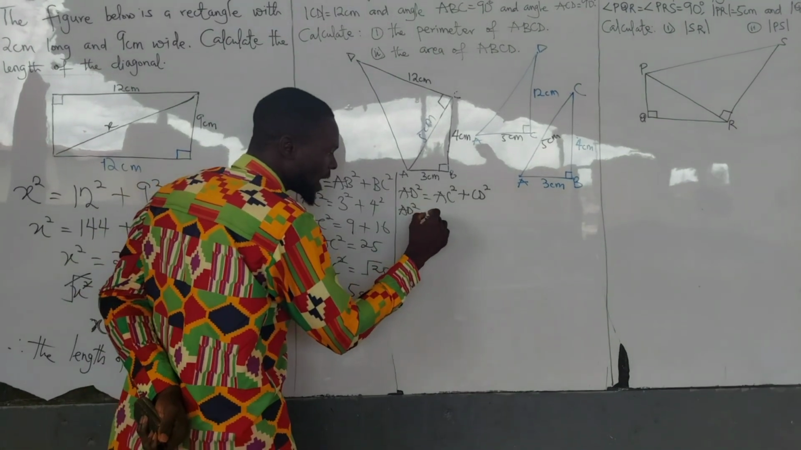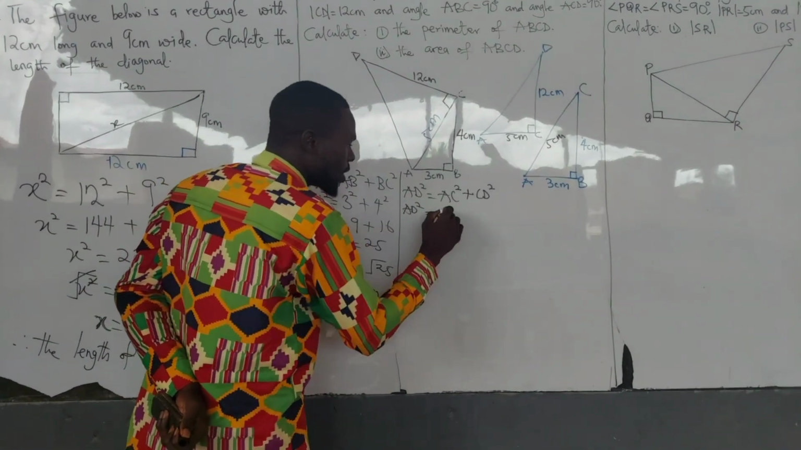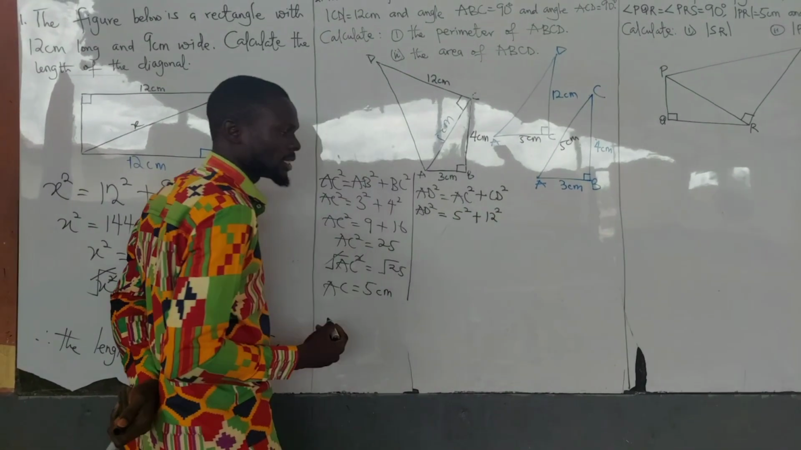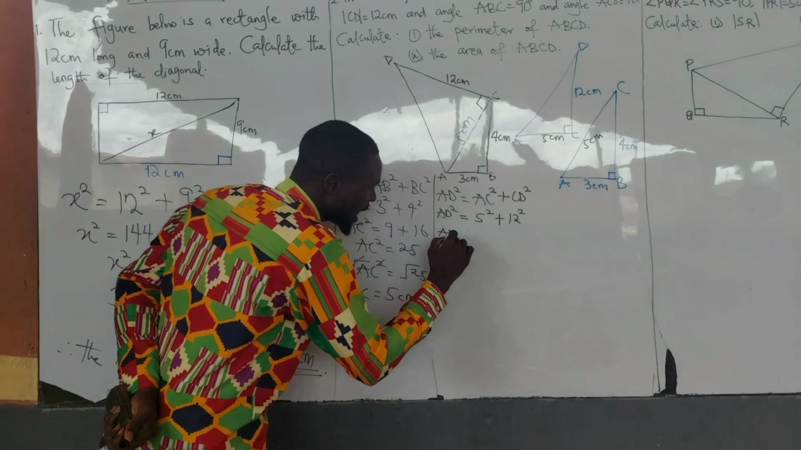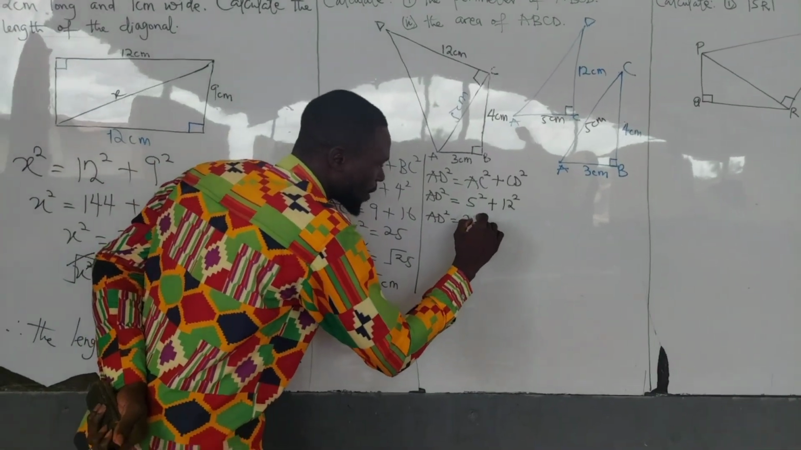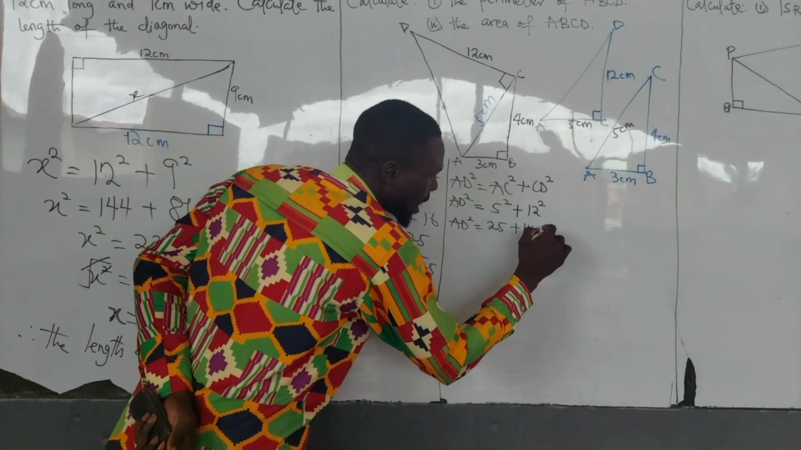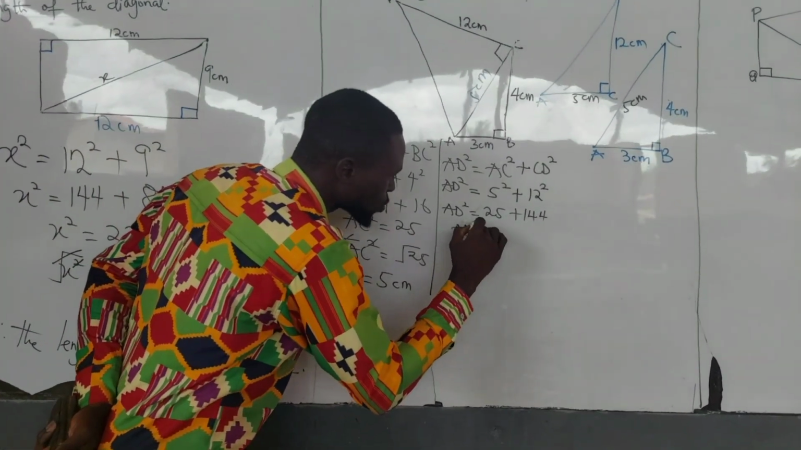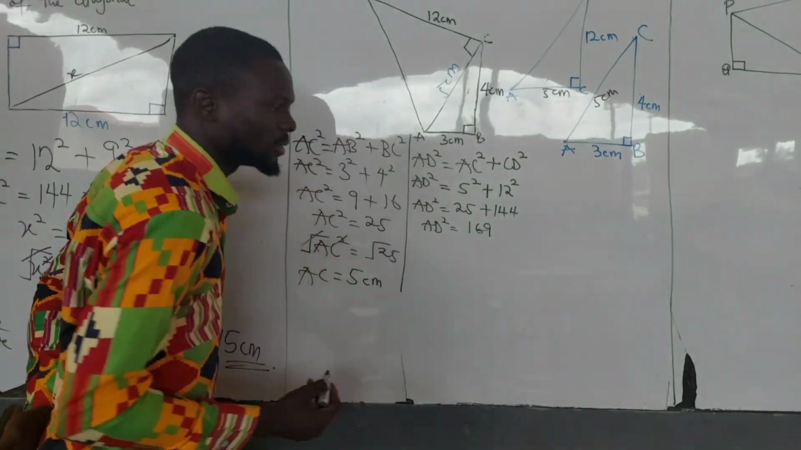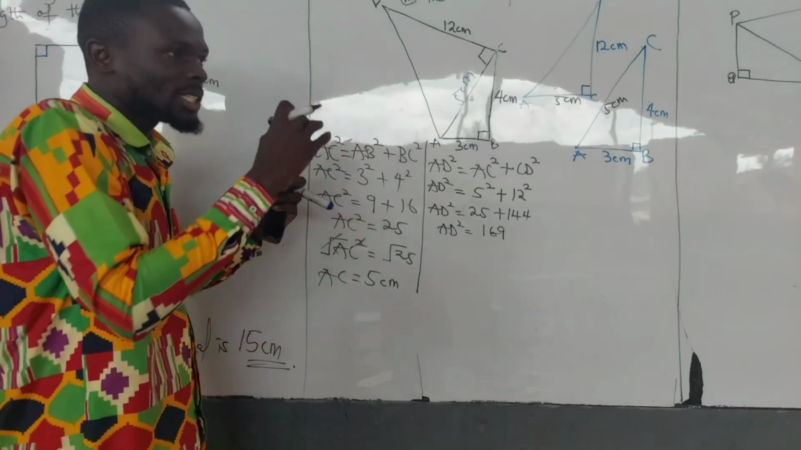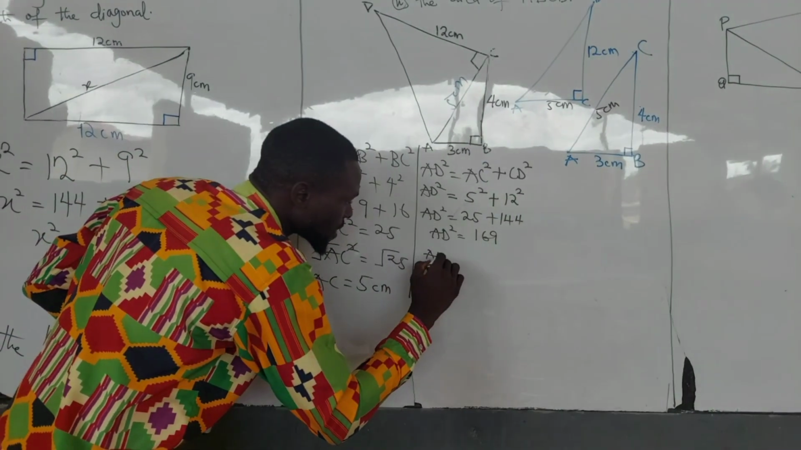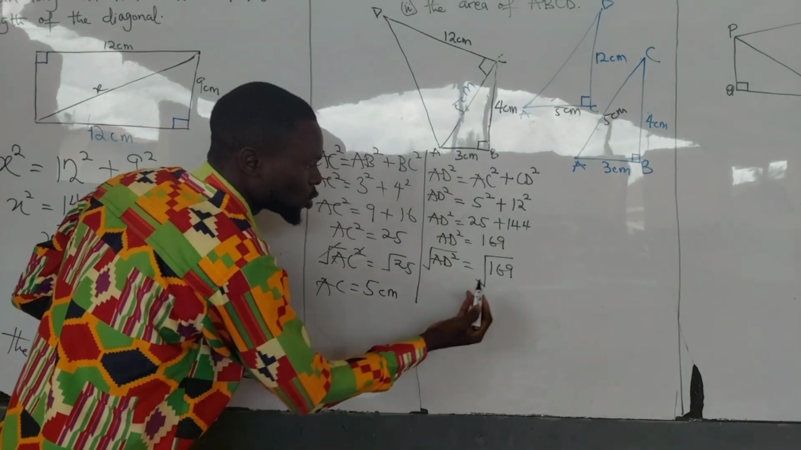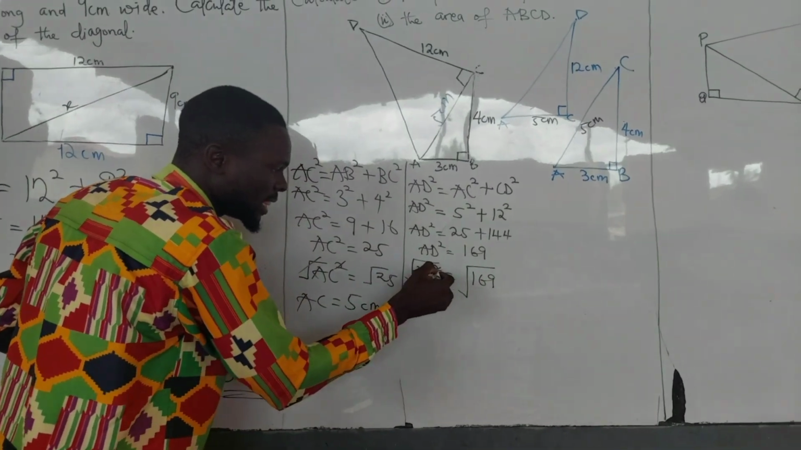We are looking for the AD. So AD squared is equal to AC squared, what do we have? We have 5, so 5 squared plus 12 squared. So here we are going to say AD squared is equal to 25 plus 144. If you put this together, you have AD squared is equal to 169. We want AD, not AD squared. So square root both sides, the square root of 169. If I square root this one, this will cancel this.